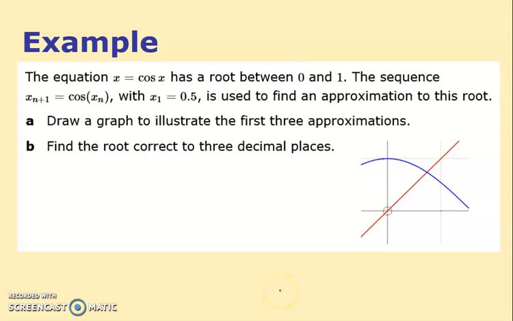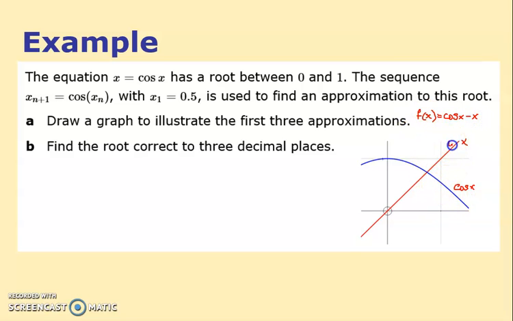The equation x equals cos x has a root between 0 and 1. Obviously this is the graph of cos x. This is the graph of y equals x. Obviously this wasn't the original problem that you'd had. You would have perhaps been given initially f of x is cos x minus x. And we have rearranged that.